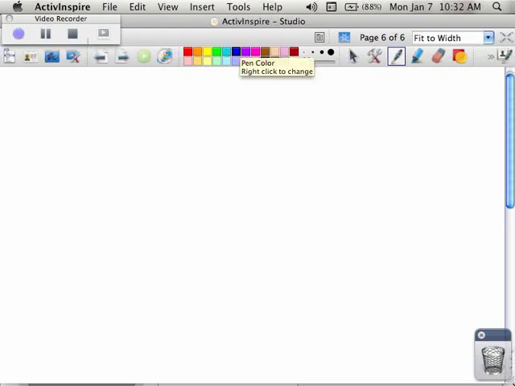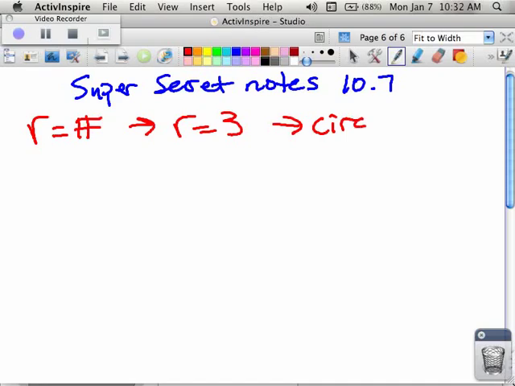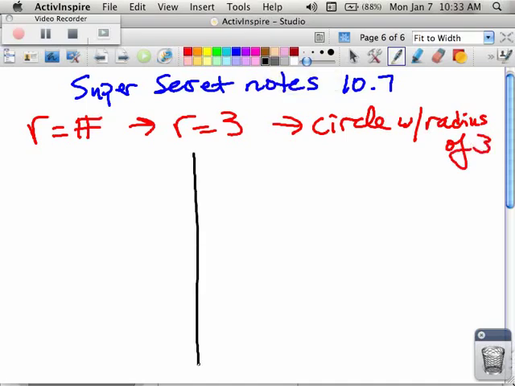Thus begins the super secret notes. For 10.7, number 1. If you see r equals a number, like, for example, r equals 3, this is a circle with a radius of 3.